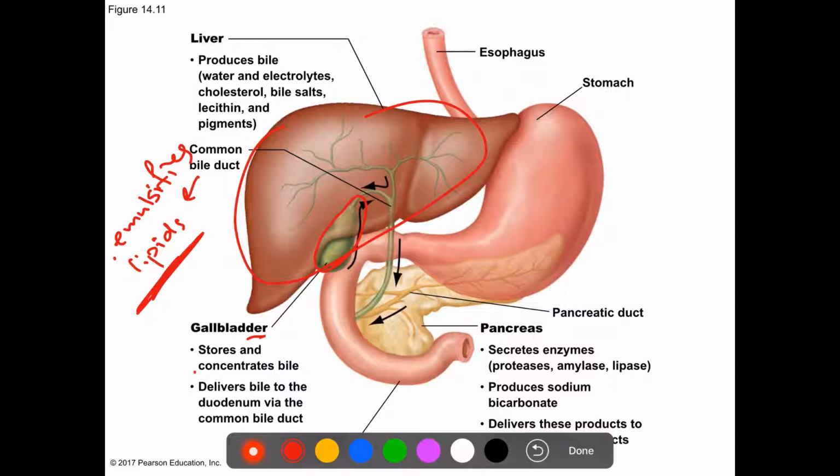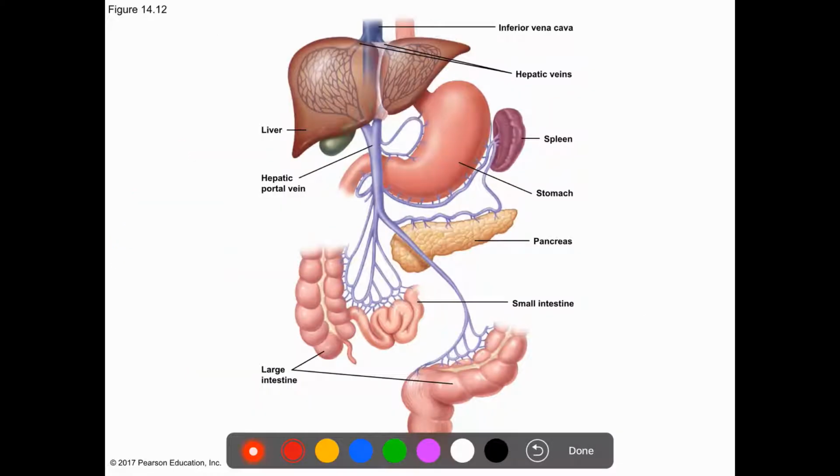The other important function of the liver is that it drains the blood from the small intestine, the large intestine, from the stomach, from the pancreas, from the spleen. All of the wastes and byproducts, any absorbed materials from the intestine, for example, from the stomach, will be drained into the liver through the hepatic portal vein before it goes to the vena cava.